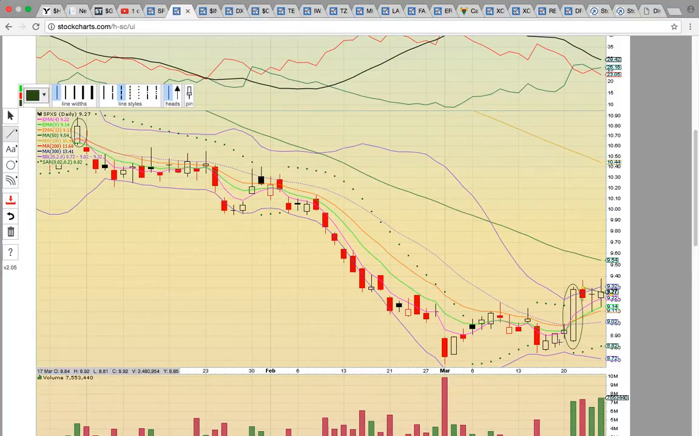This big white candle is like a flagpole, and now you've got this flag forming off the pole. If support holds here, you could see a push higher and could see the 50-day simple moving average, which is our next target, tested. That's the next key level to break.